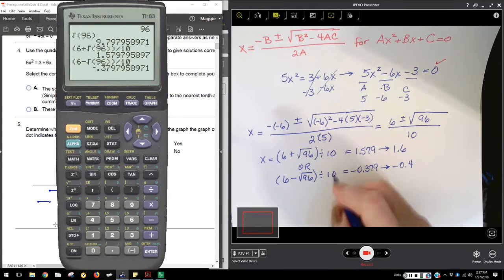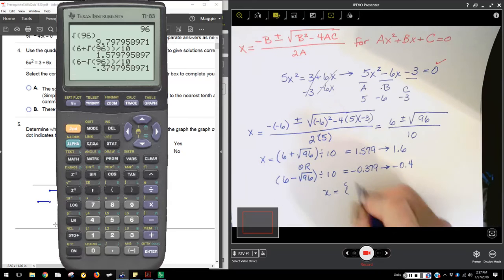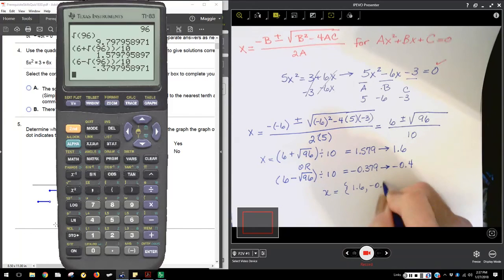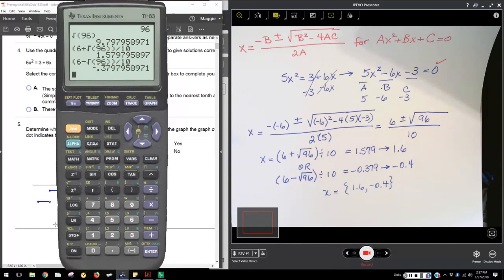So our solution set is 1.6 and negative 0.4. It doesn't matter which order you write those because it's just two separate numbers or two separate values for x.